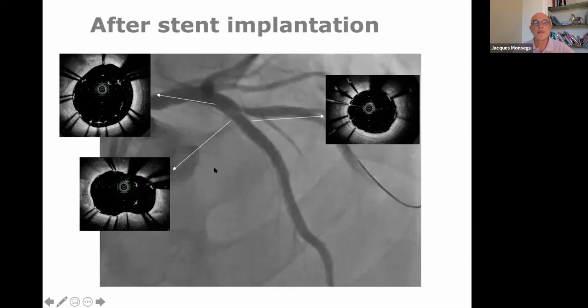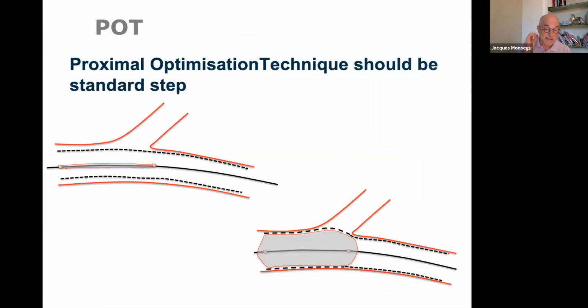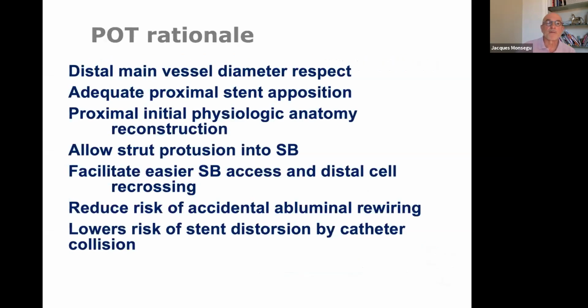We are not surprised, of course, because we just implanted a 3.5 millimeter stent in the proximal LAD, probably more than 4 millimeters. So it's necessary at this step to perform the POT, the proximal optimization technique. This is a standard step, and it's mandatory in each bifurcation to perform this POT with a balloon according to the sizing diameter of the proximal part. The rationale of the POT is to have a good apposition of the proximal part of the stent, to allow a straight protrusion in the side branch, and to reduce and facilitate the side branch access and distal cell recrossing in the distal part.